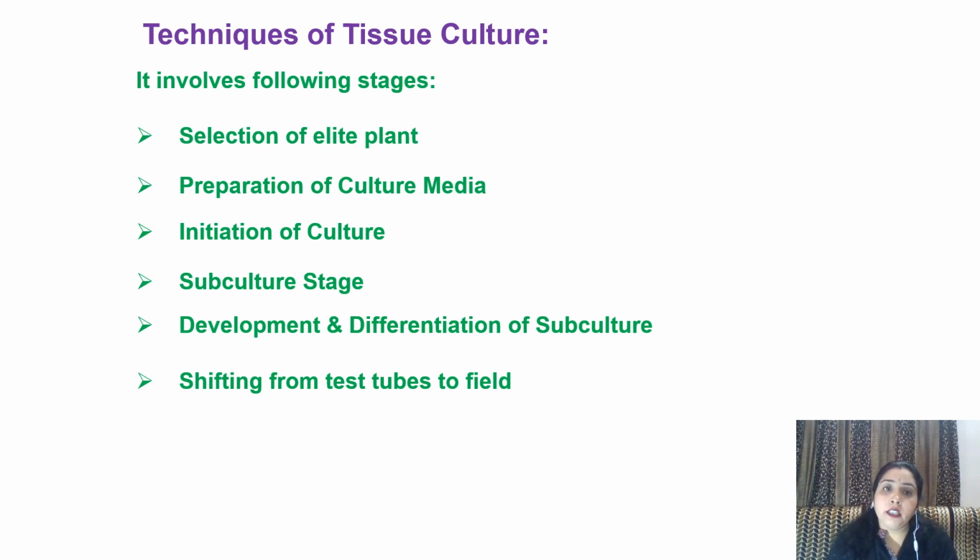The technique of tissue culture involves the following steps. First one is selection of allied plant, preparation of culture media, initiation of culture, subculture stage, development and differentiation of subculture, shifting from test tube to fields.